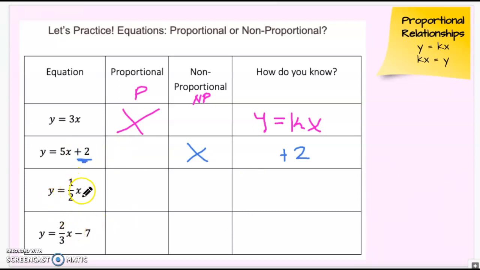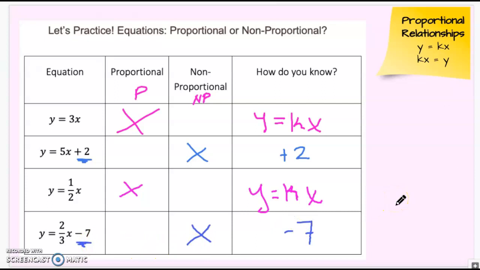Y equals 1/2 x. What do you think? Proportional, non-proportional, and how do you know? Okay, hopefully you told me proportional. It is y equals kx, where k is 1/2. Final one, folks. Y equals 2/3 x minus 7. Proportional or non-proportional, and how do you know? Yep, it is non-proportional. There is a minus 7. It starts out proportional, y equals 2/3 x, but then that minus 7 attached makes it non-proportional.